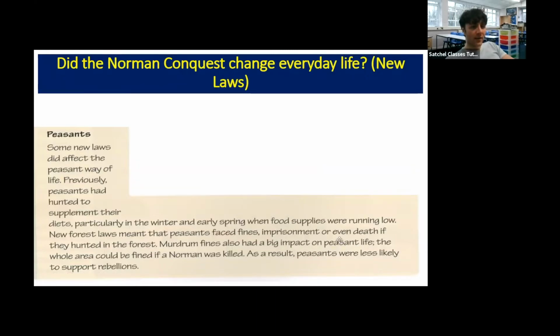Now we'll have a look at the peasantry. Again, just take a few moments to have a read, and then we'll discuss this one.